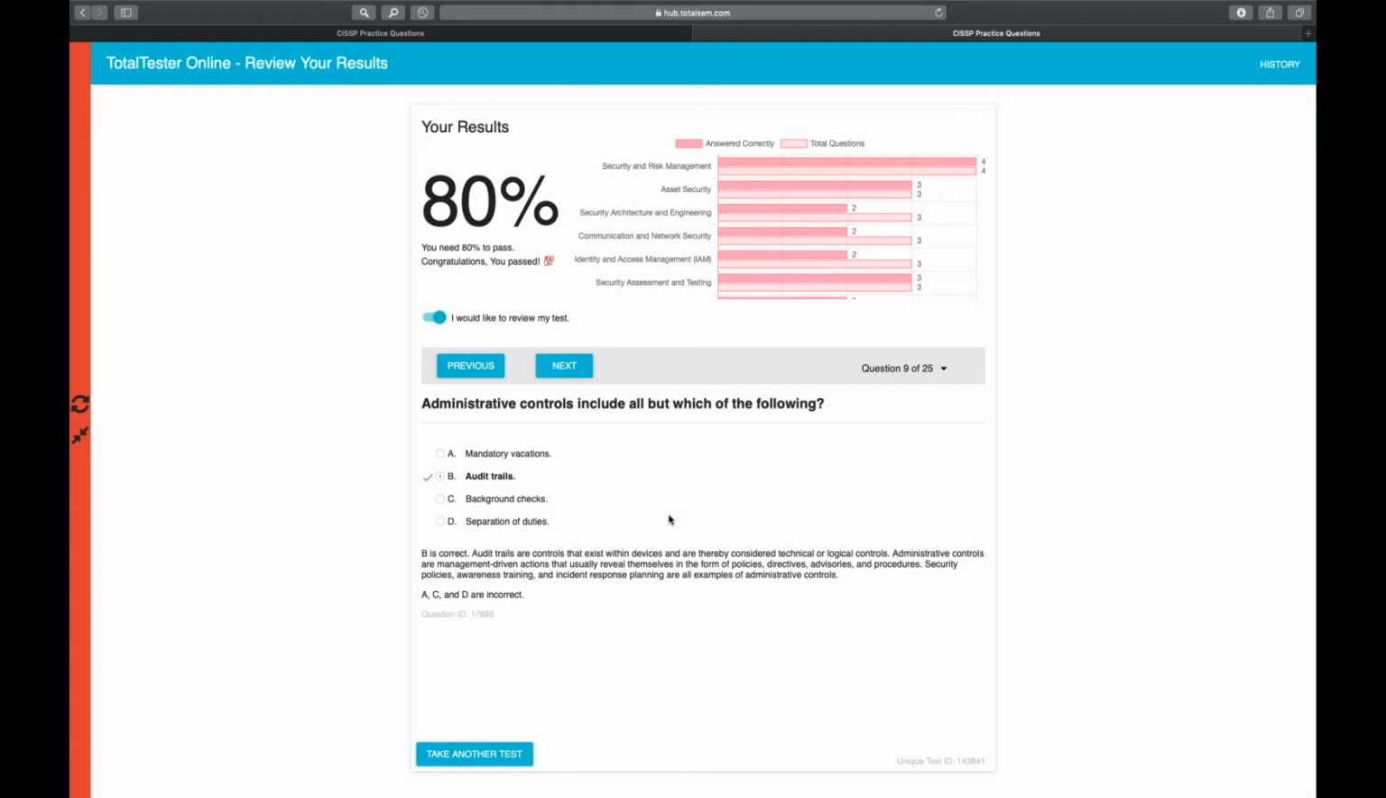Audit trails are controls that exist within devices and are thereby considered technical or logical controls. Remember that technical controls are also referred to as logical controls. I use the phrase TLC, technical logical controls, to help me remember that.